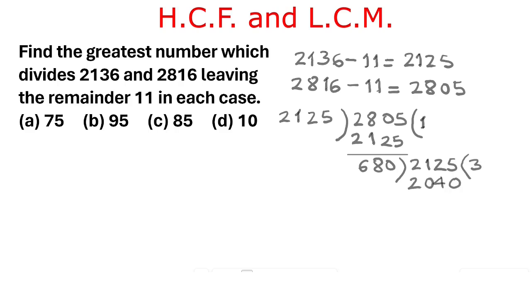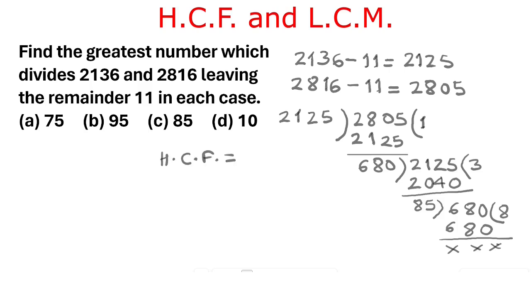680 times 3 is 2040. On subtracting 2040 from 2125, we get 85. We divide 680 by 85. 85 divides 680 for 8 times. And 8 times 85 is 680. Our remainder is 0. It means that the HCF is the last divisor, 85.